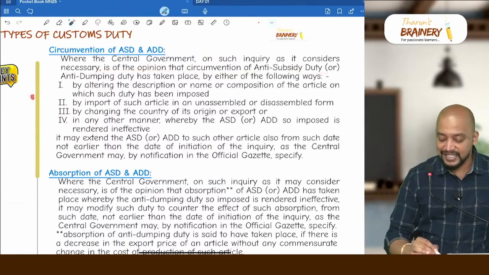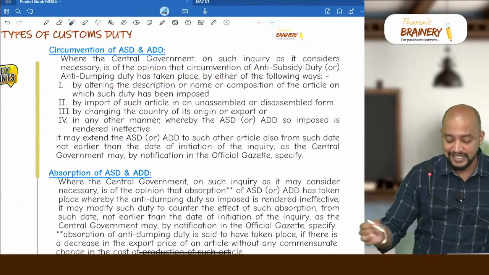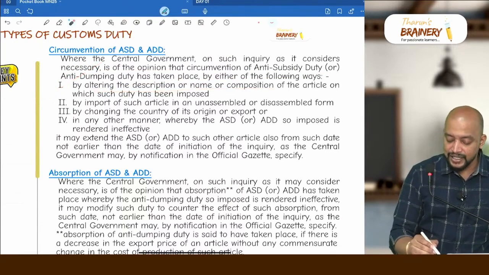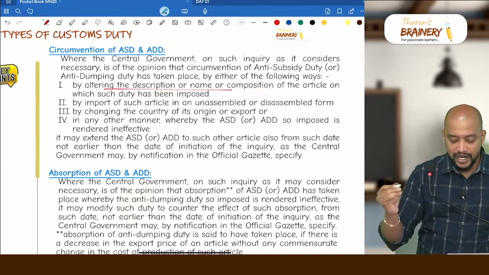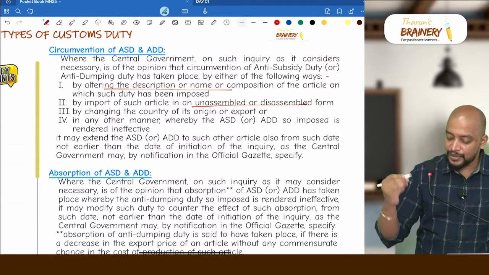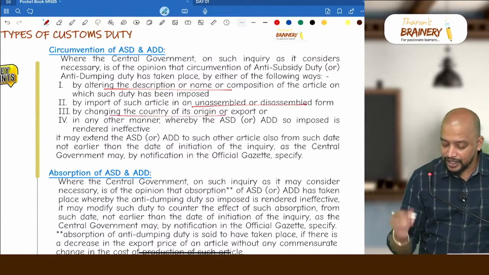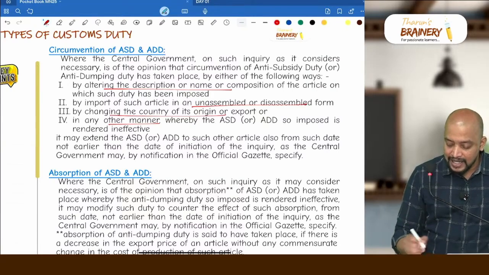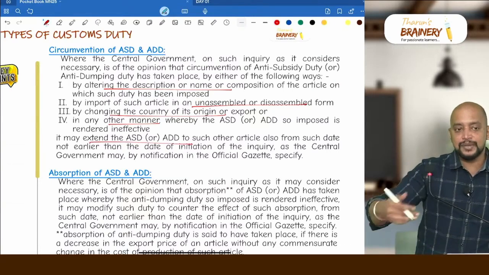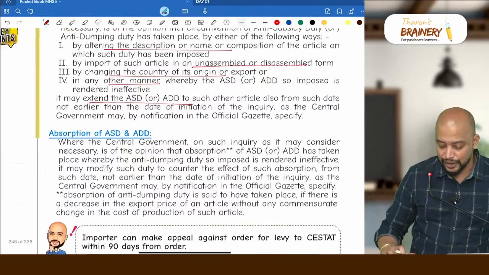See there, where the central government, on such inquiry as it considers necessary, is of the opinion that circumvention has taken place, anti-dumping duty circumvention has taken place, either by altering the description or name, then imported in unassembled or disassembled form, or changing the country of origin, or in any other manner, they may extend the anti-dumping duty, anti-subsidy duties to such other articles also.